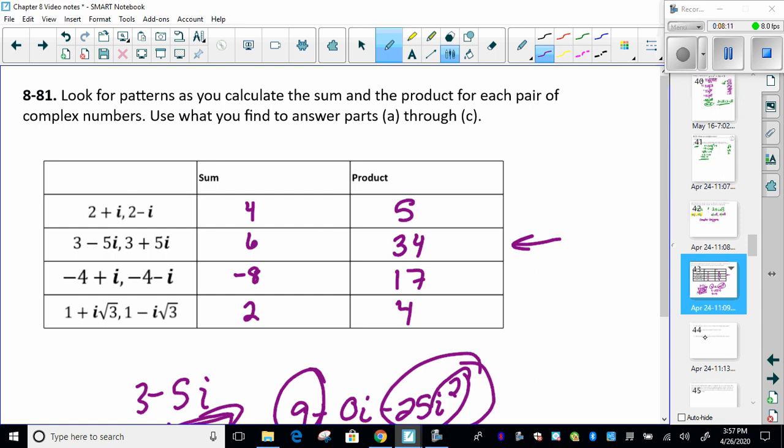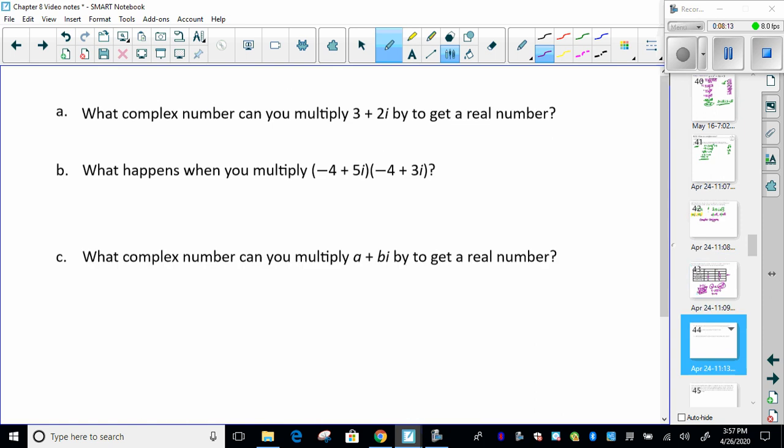So with that in mind, what complex number can you multiply 3 plus 2i by to get a real number? Its complex conjugate, 3 minus 2i. What happens when you multiply two complex numbers together? These are not complex conjugates. They are just two complex numbers.